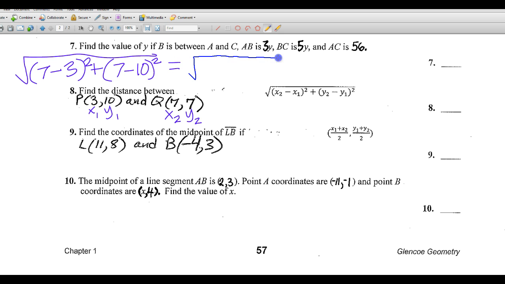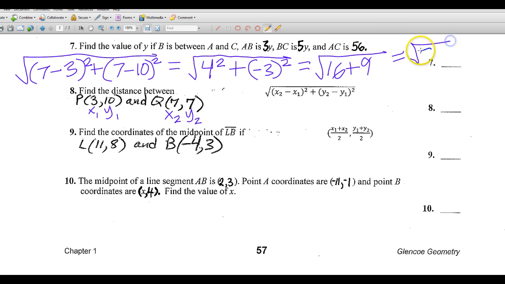Simplify what you have. So 7 minus 3 gives us 4 squared, and 7 minus 10 gives us negative 3 squared. So in my next step, I square those. 4 squared is 16. Negative 3 squared is 9. So we have a sum of 25. And this would be a perfect square. So we want to take the square root of it because it is exactly 5.